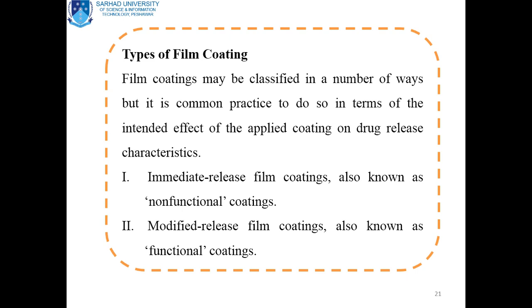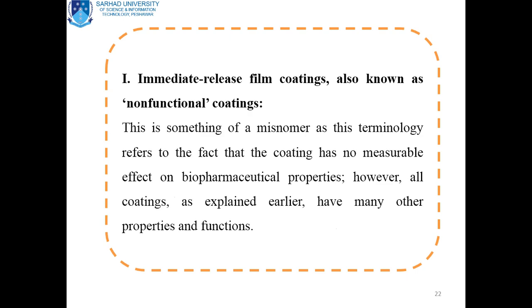The first one is immediate release film coating, also known as non-functional coating. The second one is modified release film coating, also known as functional coating. The first one is immediate release, also known as non-functional. The second one is modified release, that is, modification of the conventional dosage form, and it is also termed functional coating. Immediate release film coating is also termed non-functional coating.